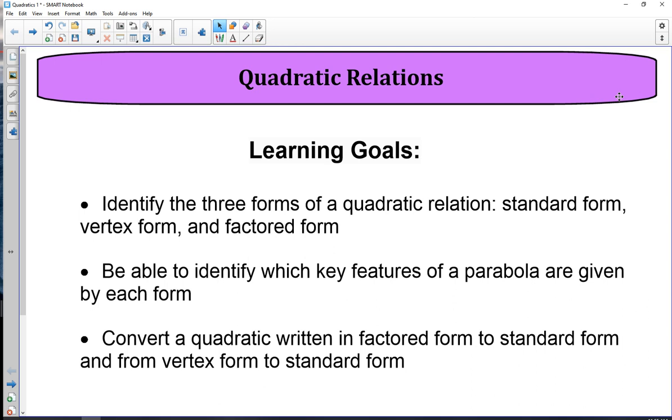All right, finally, what we want to also be able to do is use our algebra skills to convert a quadratic written in factored form to standard form, or from vertex form to standard form. Let's have a look.